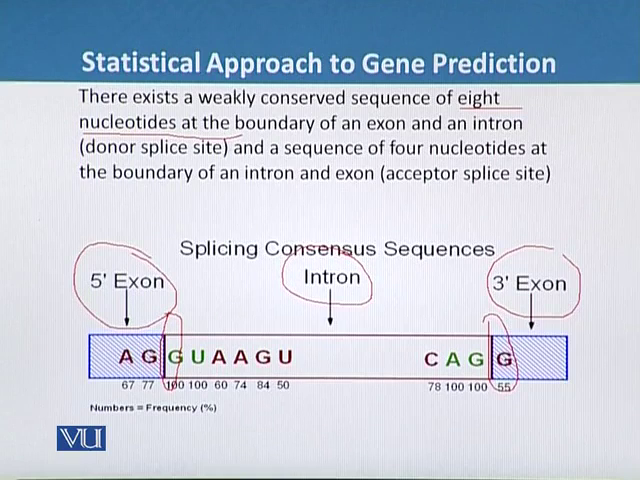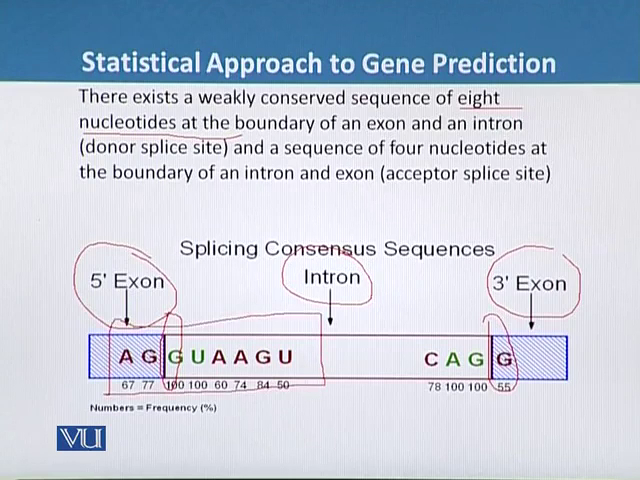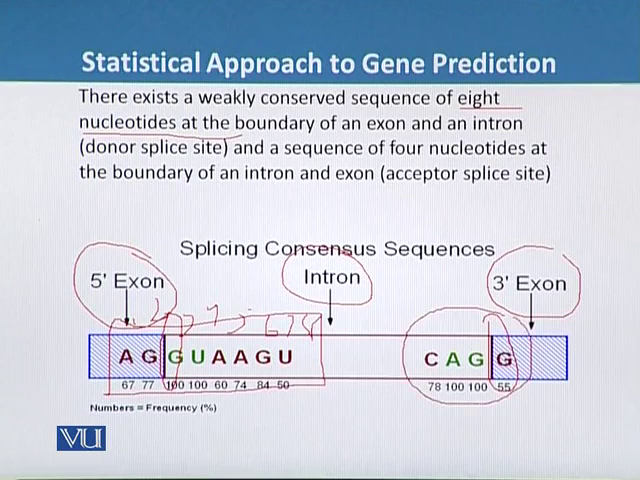At the boundary of an exon and an intron, we know it is the donor splice site, and a sequence of 4 nucleotides at the boundary of an intron-exon is the acceptor splice site. So at this site, that is the donor splice site, we have a total of 8 nucleotides, and at the boundary of the acceptor splice site we have conserved nucleotides that are only 4 in number.